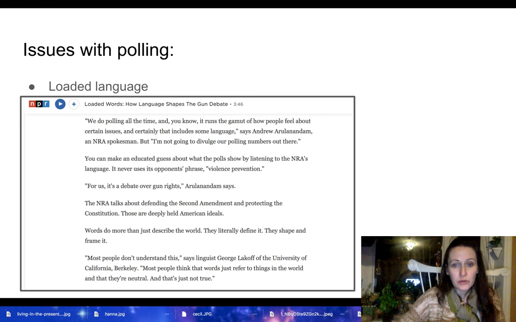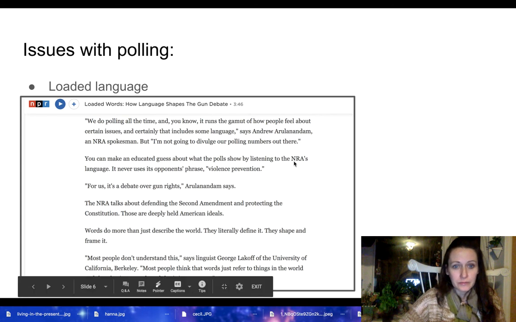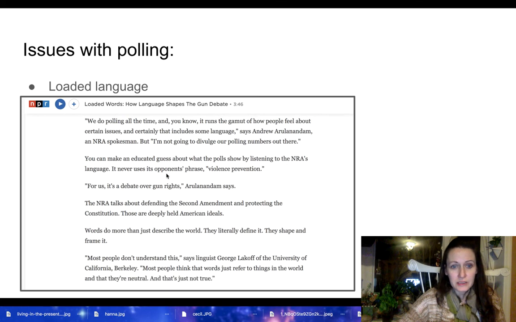The way you use questions, the way you word things, makes a difference. The NRA does not use its opponent's phrase, violence prevention. For us, it's gun rights. So you see, the different spin you use is important to the language.